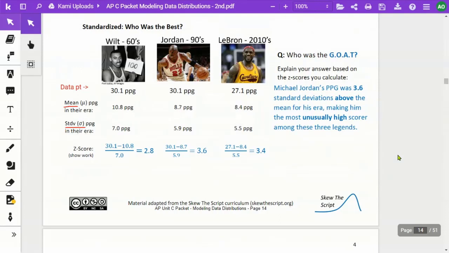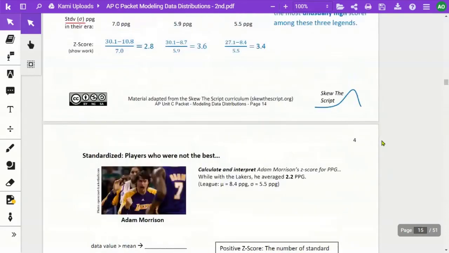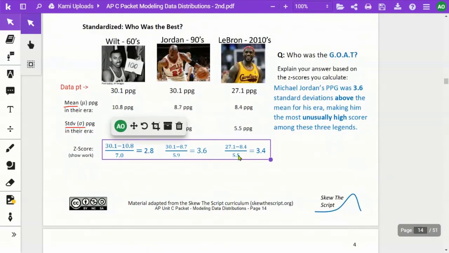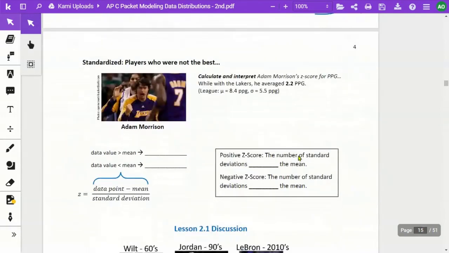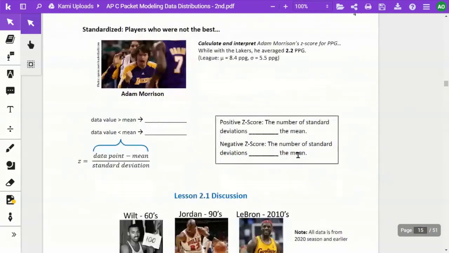So you can say that he's actually in a higher percentile, and he's at the very top because we're talking about the GOAT. We're not talking about just good. We're talking about the GOAT, right? So did everyone get these numbers? 2.8, 3.6, and 3.4? Yes. Okay, so we're feeling pretty good about that part. So let's go to the next one.